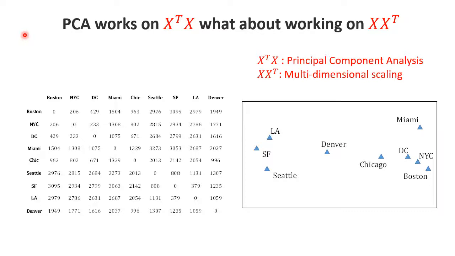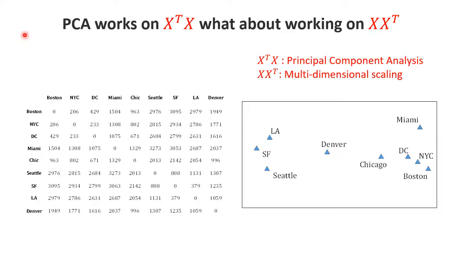Okay, so if PCA works on X transpose X, what about working with X transpose? We can again do this exact same thing. Now, of course, we get a matrix of size L times L. So the dual of principal component analysis is called multidimensional scaling. And so we'll discuss that a little bit.